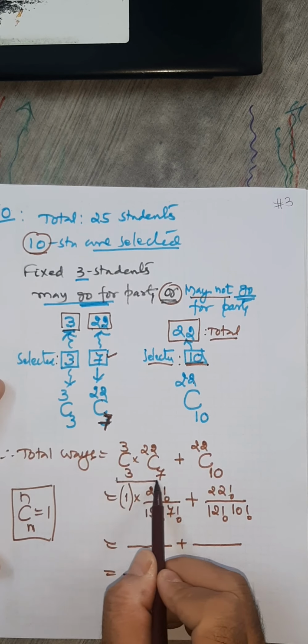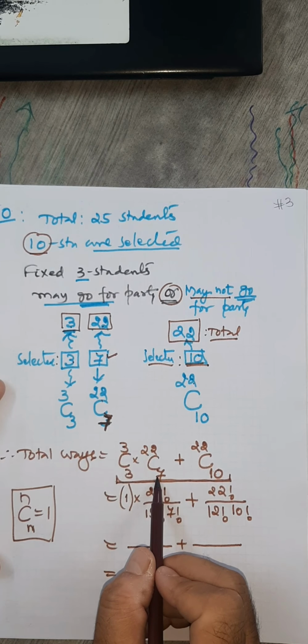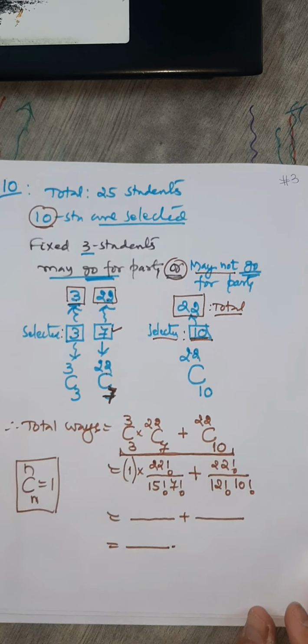Okay, the important one is this step, remember. This is the important step. Why 3C3 and 22C7, and why 22C10? I hope now this is clear to you.